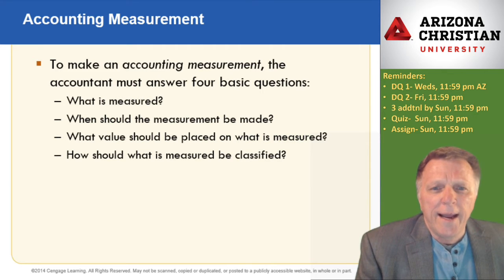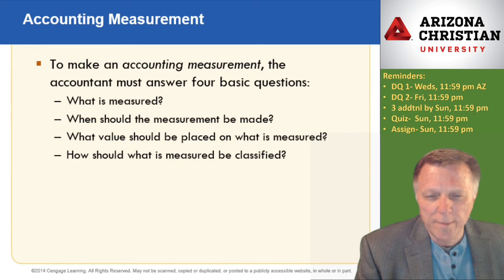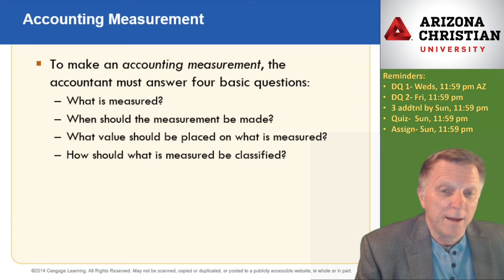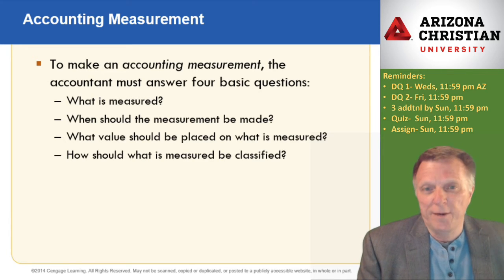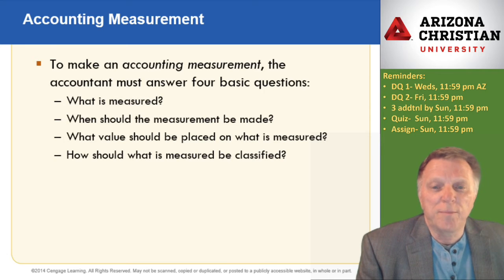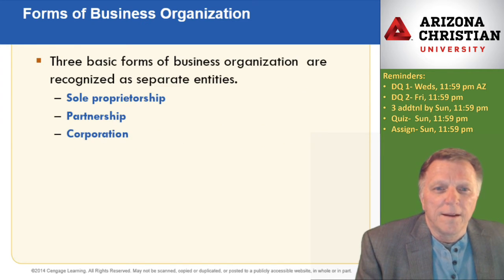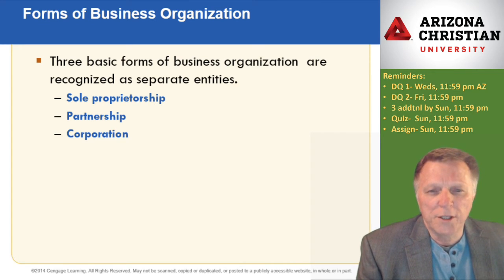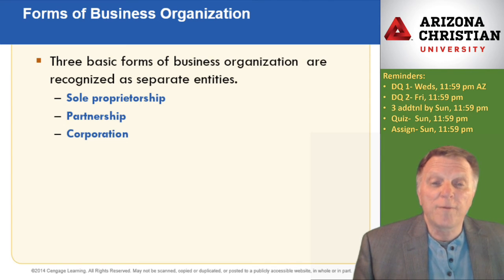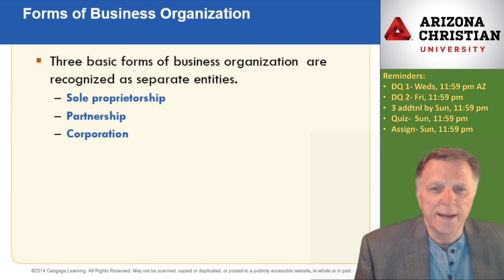Anyone involved in accounting decisions needs to ask these 4 questions. What's being measured? When should the measurement be made? What value should be placed on what is being measured? And how should what is being measured be classified? Also, for this course, we're going to study 3 different business forms as we ask those questions. I want you to know what a sole proprietorship is, a partnership, and a corporation. You're not going to be experts on these by the end of the course, but from an accounting perspective, you have to recognize accounting works a little bit differently. The principles are very much the same, but how you account for items is different.